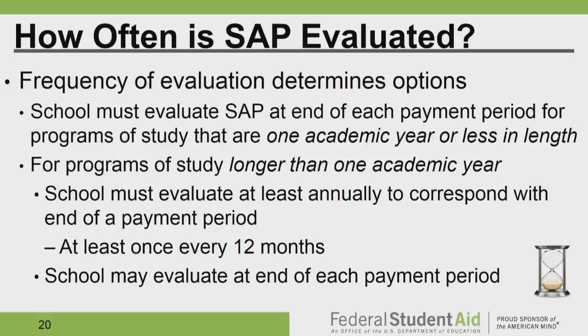For all your other programs that are greater than an academic year, we say that you must check at least once annually. And for us, annual means once in a 12-month period. Now, even if you can check once annually, you are always welcome to check more frequently. So if you choose to, you could check at the end of each payment period or each term in your program.